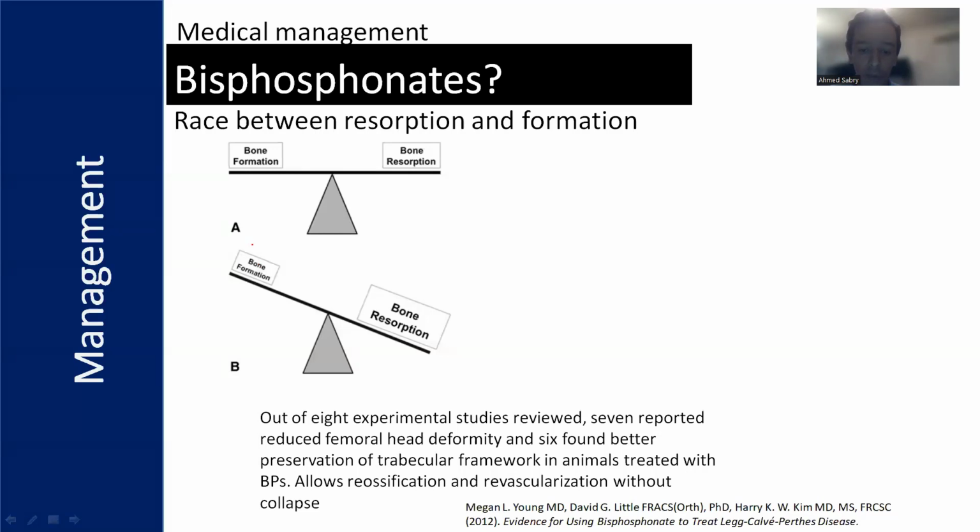A paper done by Megan Young collected several studies. Out of 8 experimental studies reviewed, they found that 7 reported reduced femoral head deformity and 6 found better preservation of trabecular framework. The papers were done in animals and were not done on people. So maybe later on, clinical studies can be done, and they can determine if bisphosphonates really are effective.